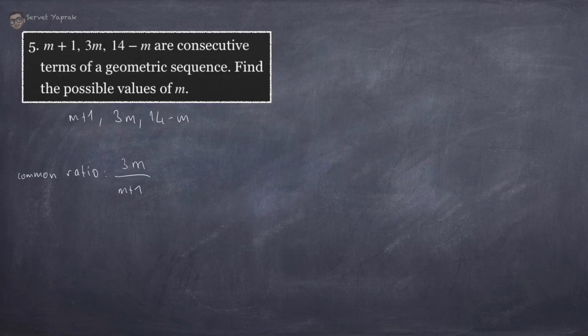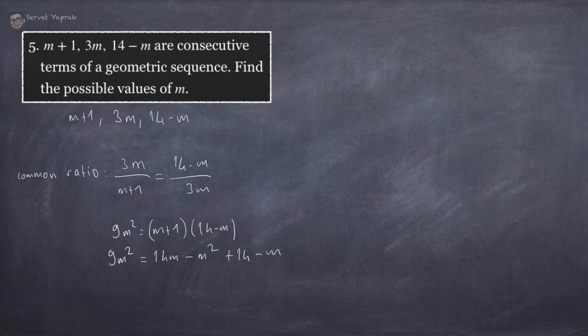If we divide 3m by m plus 1, this gives us common ratio. We can find the same common ratio if we divide 14 minus m by 3m. So the answer of these two fractions must be equal to each other because it gives the common ratio. Now we can find the value of m by solving this equation. If we cross multiply here, then we will have 9m squared, 3m times 3m, 9m squared equals m plus 1 times 14 minus m.